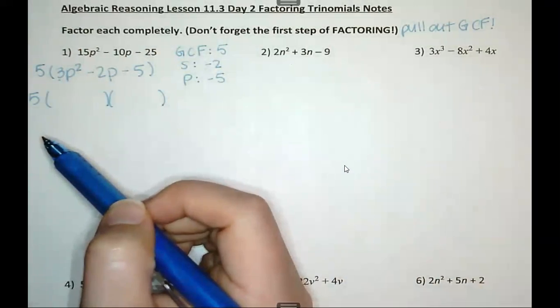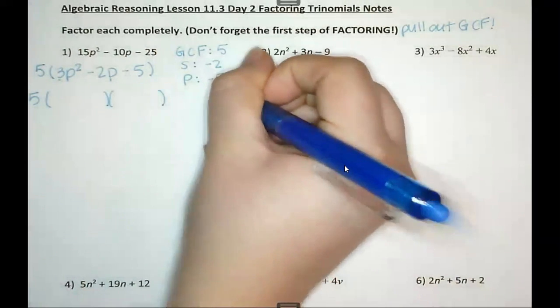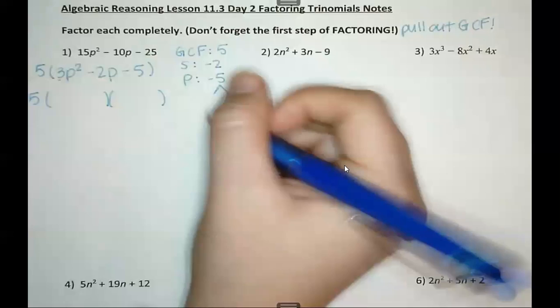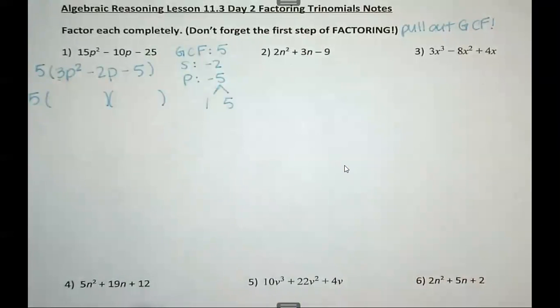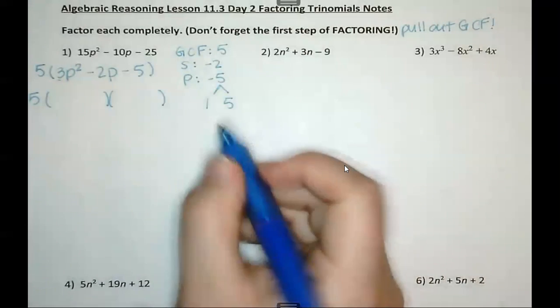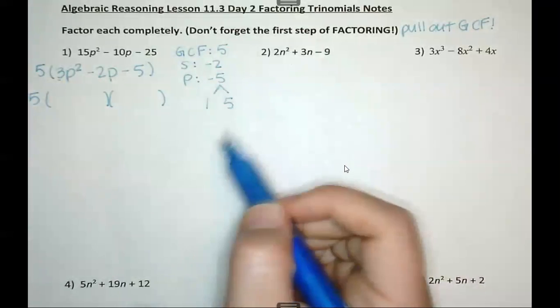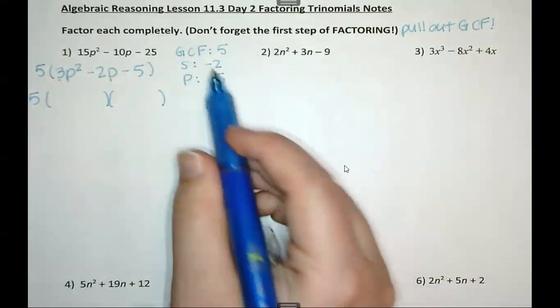If it does not have a 1 right here, then we cannot use our rule that we've used before. So what we have to do is we still look at this number and we have to decide what we could use to multiply to get -5. Well, the only thing that multiplies to give us 5 is 5 and 1. So we do know that one of these needs to be negative, but we're not trying to add to get -2 because there is no way to add 1 and 5 and get -2.